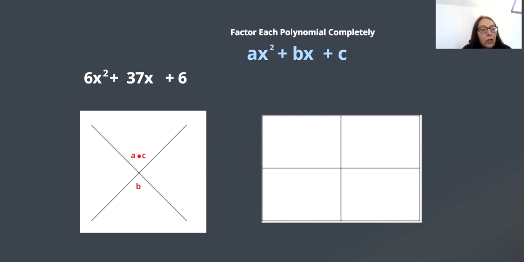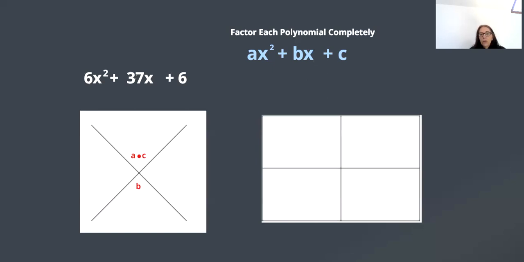So what is the first thing you should do in every problem? We want to see if we can factor out a greatest common factor. So let's look. Our smallest number is 6. Will 6 go into 37 evenly? No. So I can't factor out a number. Now look at the x. Is there an x in every term? No. So we can't factor out an x. So that means we're going to try to factor this into two binomials.